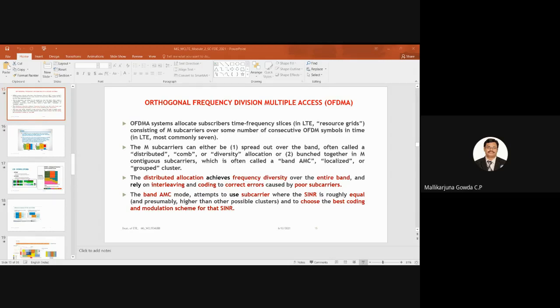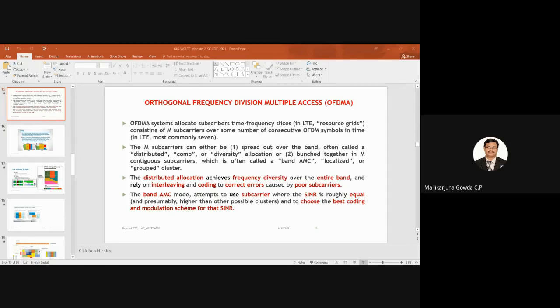Okay, so the M subcarriers can either be spread out over the band, that we call distributed, or comb, or diversity allocation. And second, they may be bunched together in M contiguous subcarriers, that we call band AMC, or localized, or group cluster. So these are the different names. If they are spread out over the band, we call it distributed, or comb, or diversity allocation. If they are bunched together in M contiguous subcarriers, we call it band AMC or localized or group cluster.